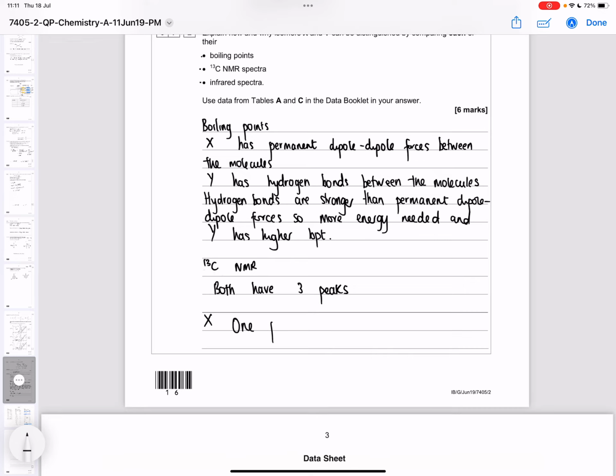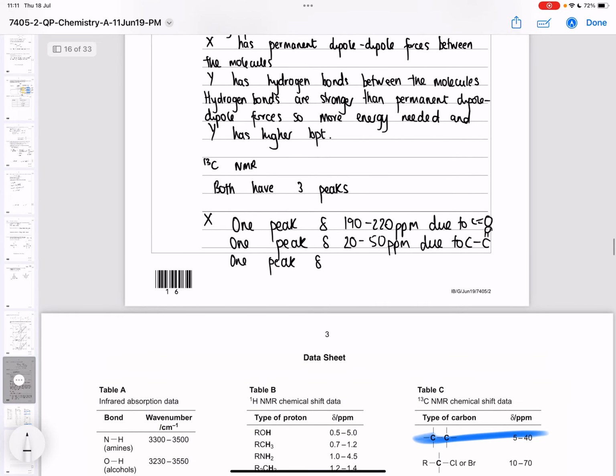So 1 peak at delta 190 to 220 ppm due to C double bond O. 1 peak at delta 20 to 50 ppm due to C next to C double bond O, and 1 peak at delta 5 to 40 ppm due to CC.